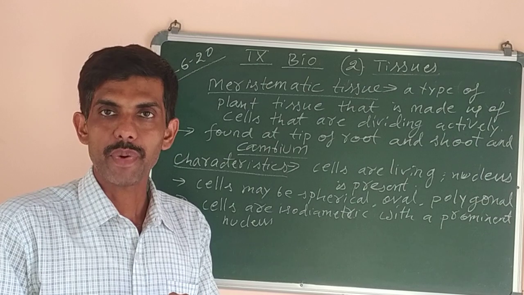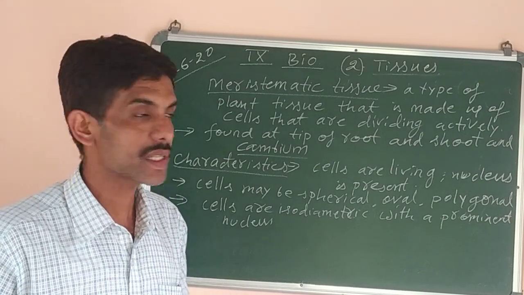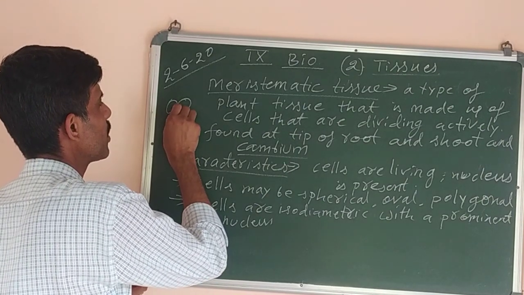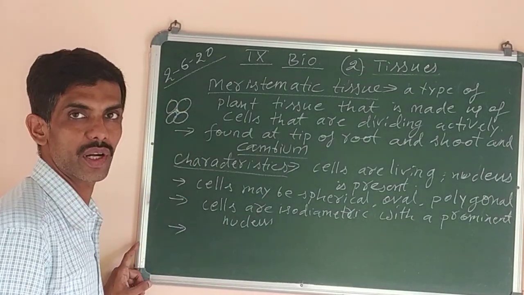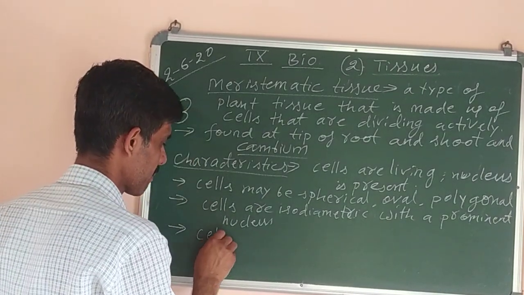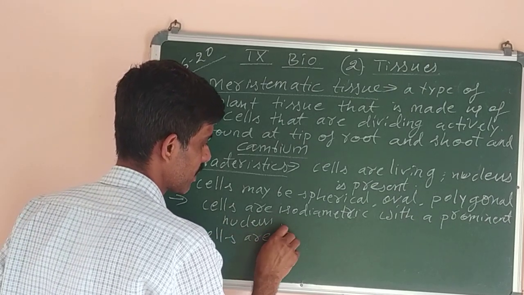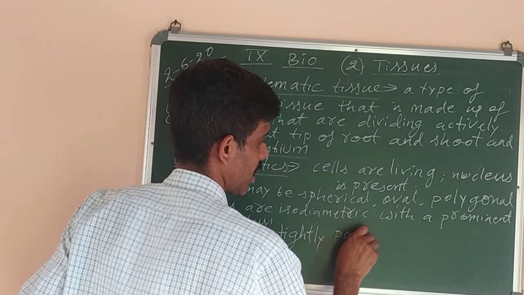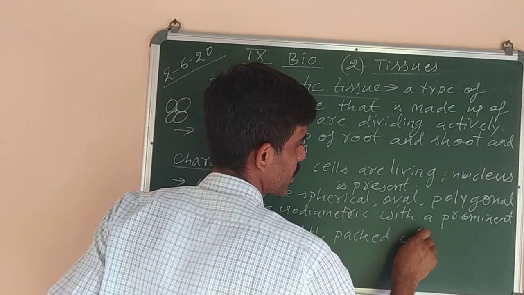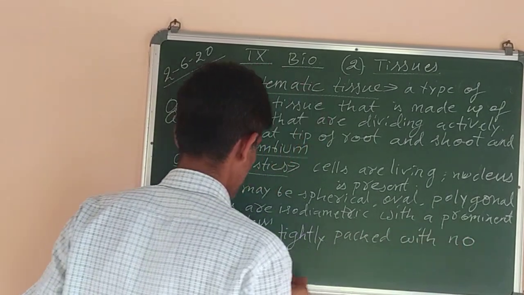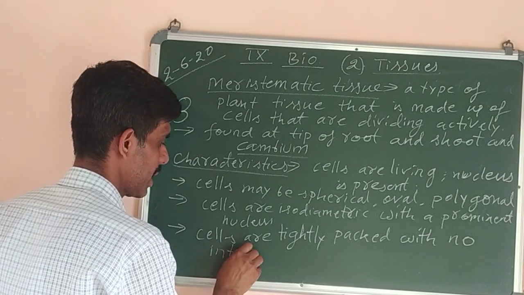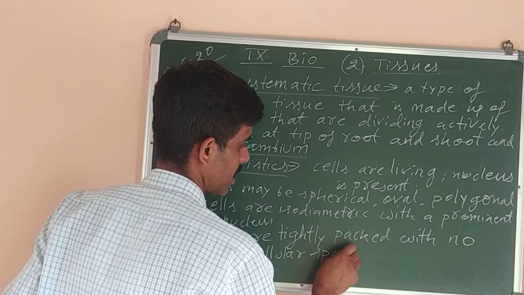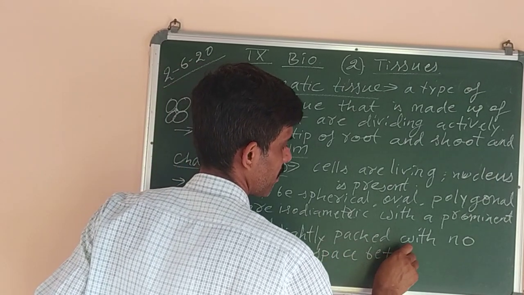Then next, cells are tightly packed and lack intercellular space. It means all the cells which make this tissue are very closely packed. This intercellular space is not there. So cells are tightly packed with no intercellular space between them.